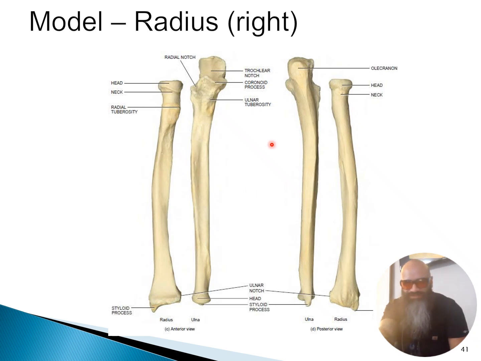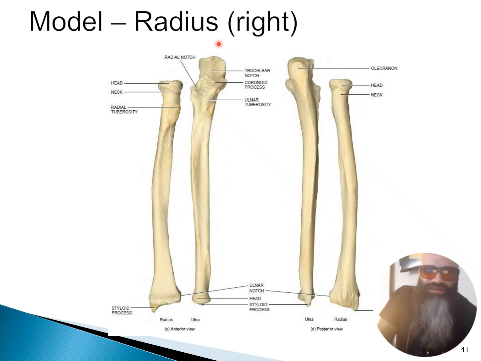Here's your radius and ulna separated. Is this the distal or proximal end right here? Proximal. And what's this portion here called? Radial head, perfect. What's this? Radial tuberosity. Okay, perfect. And what inserts there? Biceps tendon, yeah. Distal biceps tendon, okay.